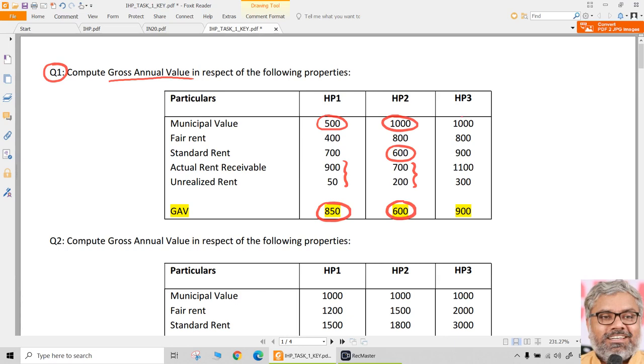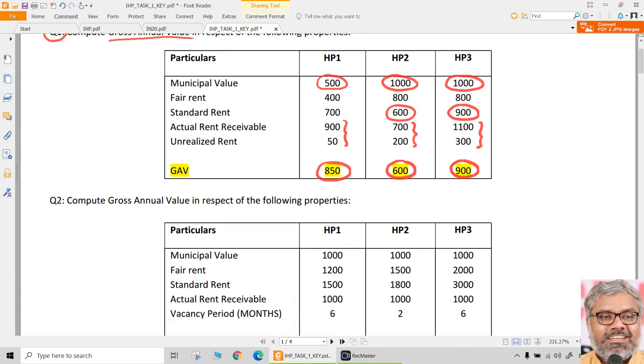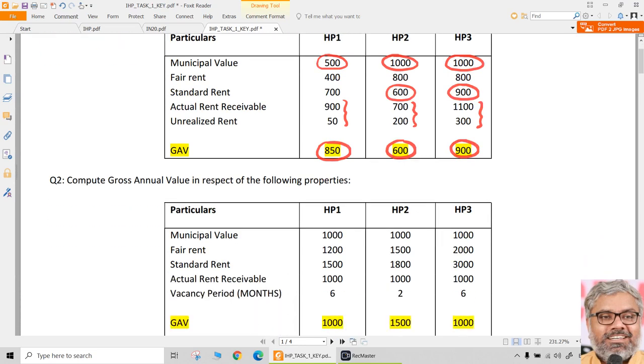House property 3 also same logic. Municipal value or fair rent, whichever is higher. That and standard rent, whichever is lower, that means 900 now becomes the expected rent. Compare that with ARR, that is 800, which is less than expected rent. Is it due to vacancy? No, no mention of vacancy, so the exception does not apply, which means automatically expected rent or ARR, whichever is higher, becomes gross annual value. That means 900 becomes the gross annual value in that case. That is the answer for question number 1.